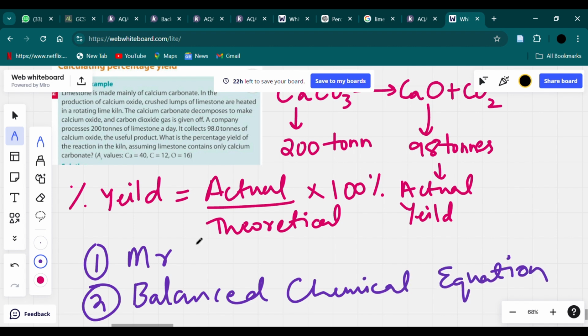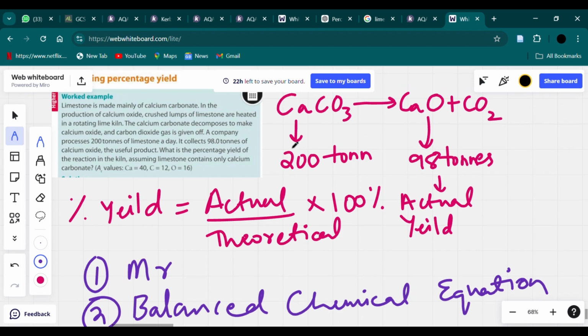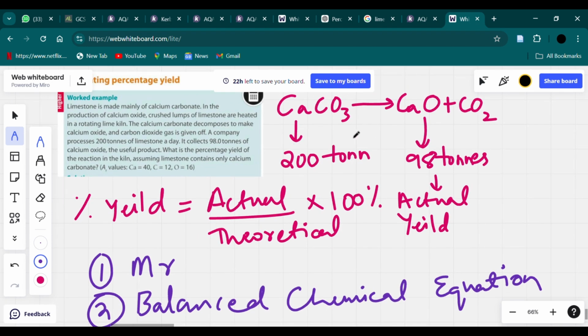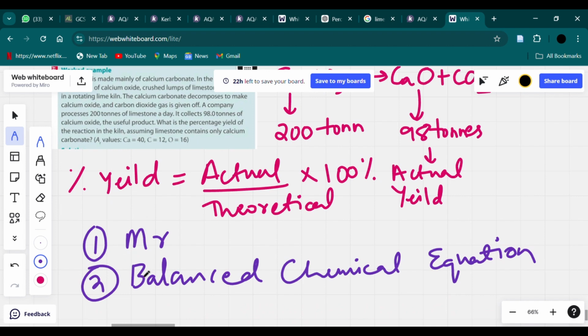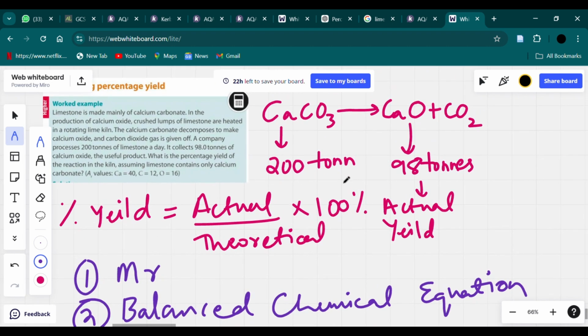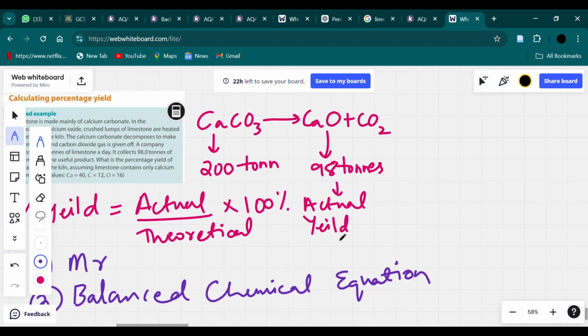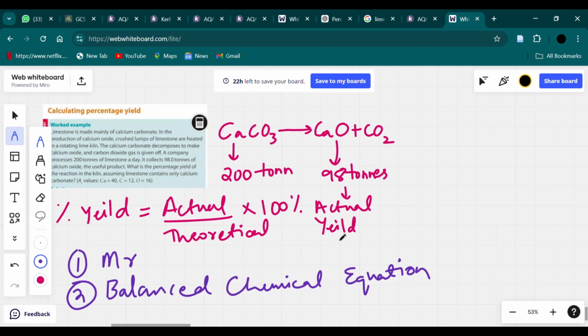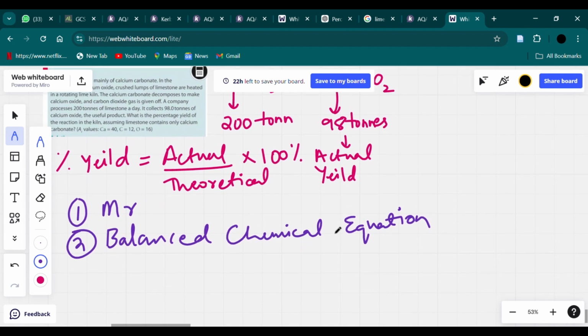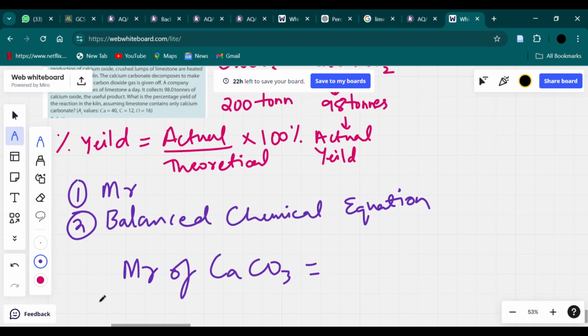So we have already written the balanced chemical equation for the decomposition reaction of calcium carbonate, and now we will find out the formula masses of the reactants and the products. We are only concerned with calcium carbonate and calcium oxide, so we will find the molar masses of both. For the molar mass of calcium carbonate, the relative atomic masses have been given to you, so you can easily calculate the formula masses here.